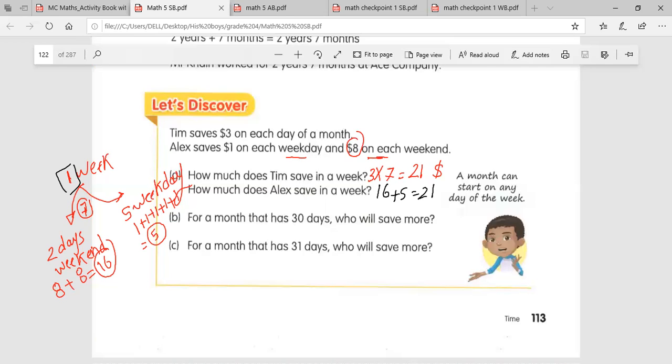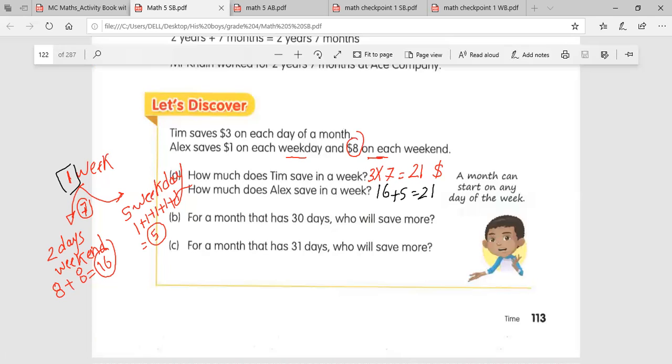The next one. Here, Aser, read letter B. For a month that has 30 days, who will save more? So for a month, what's the problem? The problem is how to calculate it for a month. I know it for the week, but how do I do it for the month?